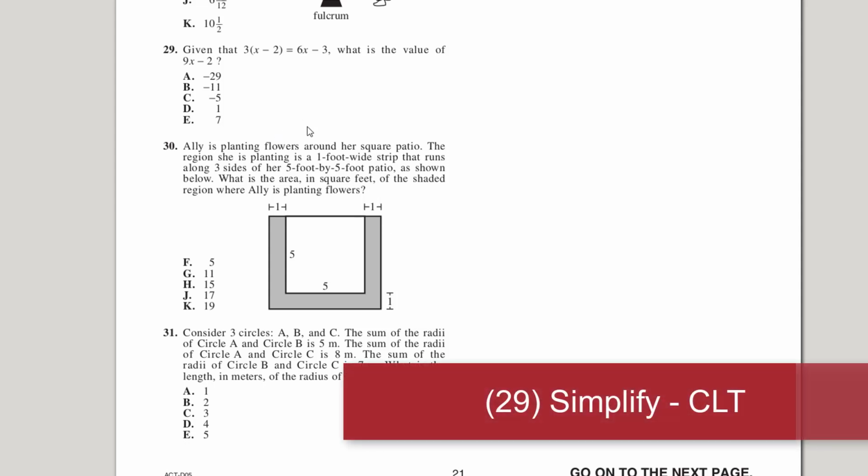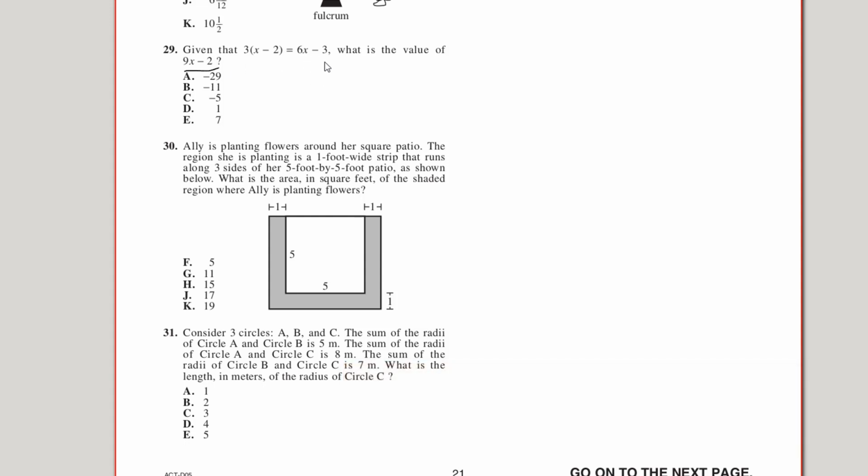Question 29 says that given this equation, what's the value of 9x minus 2? So let's take a look at this and distribute it out, and then we can see about finding out what 9x minus 2 is. I'm going to distribute this 3. We get 3x minus 6 is equal to 6x minus 3. I want to solve for x. So I'm going to subtract 6x, negative 6x equals 3x minus 3. Add 3 to both sides. Negative 3 equals 3x. So x is going to be equal to negative 1.